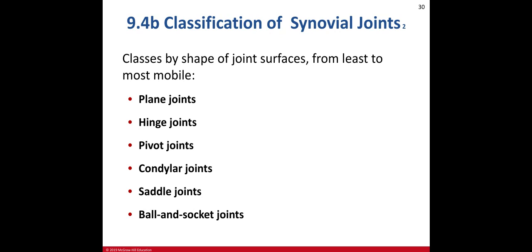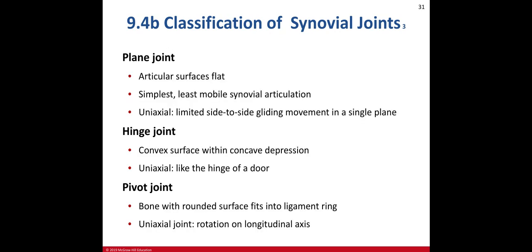The shape is also important. We have plane joints, hinge joints, pivot joints, condylar joints, saddle joints, and ball and socket joints. And their shape will often determine what axes or planes they can move on. So a plane joint, we've got the articular surface flat. It's the simplest, it's the least mobile synovial joint, and it has a limited side-to-side gliding movement.